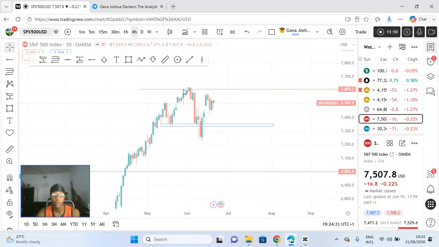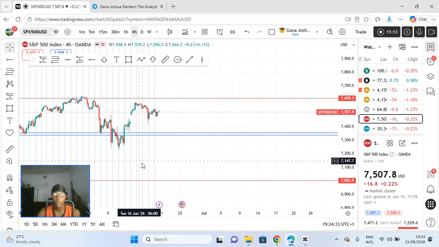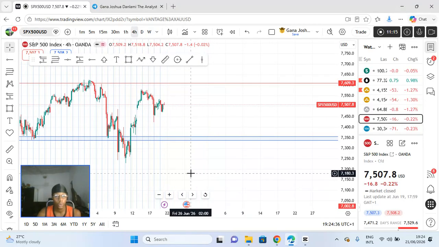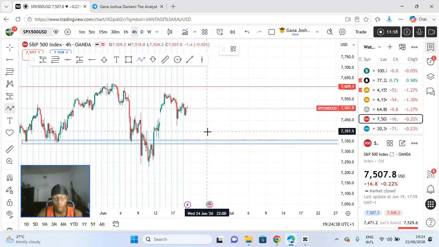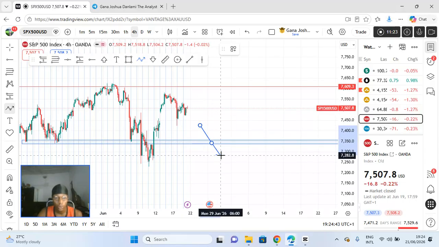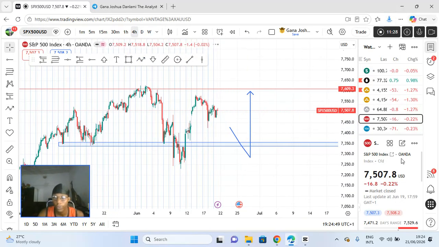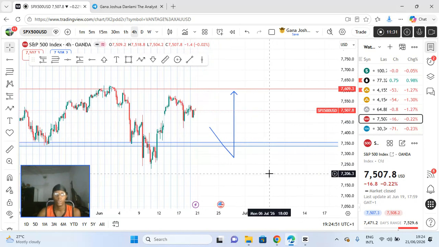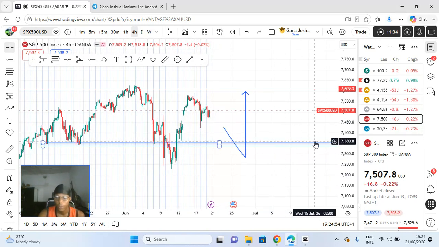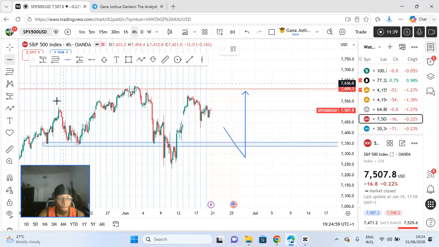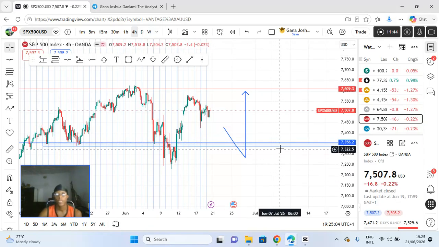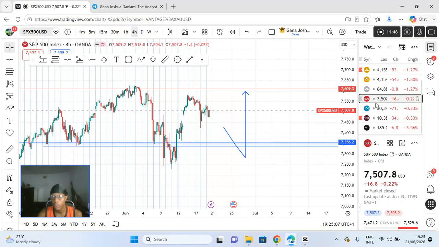So if I drill down, I will see this level of support here. I'm going to be looking for price to retrace from where it is, take out this low or come to this low and continue to the upside. That's what I see on S&P 500 happening, which leaves us at the 7,350 level for S&P, the psychological level of 7,350. So that's what I see on S&P.